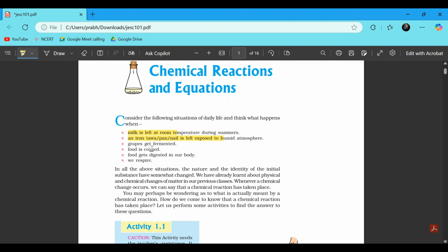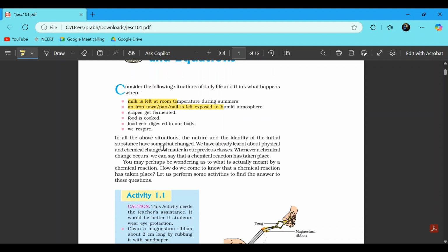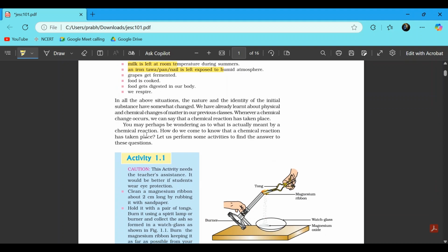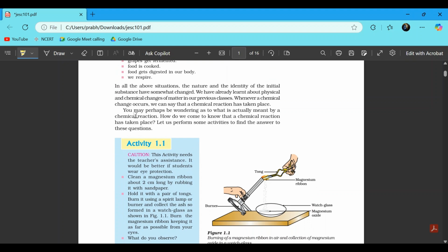Suppose a question comes: what are the examples of chemical reactions, for 2 marks. When you give examples like milk left at room temperature, food is cooked, food gets digested in our body, then you get more marks because the teacher sees that you have read the book. Okay, let's move on. In all types of reactions, the nature and the identity of the initial substance have somewhat changed. We have already learned this.